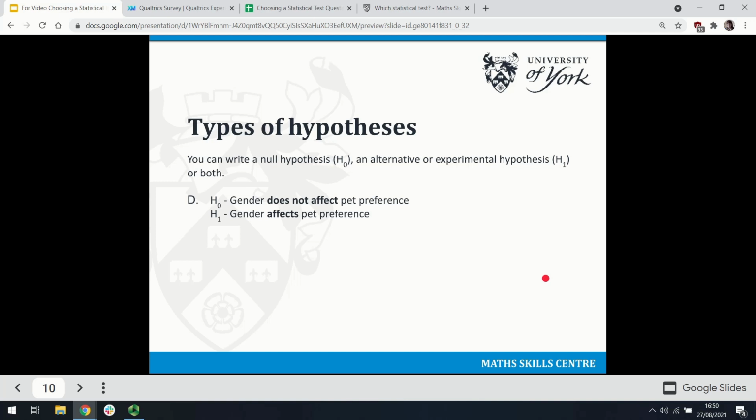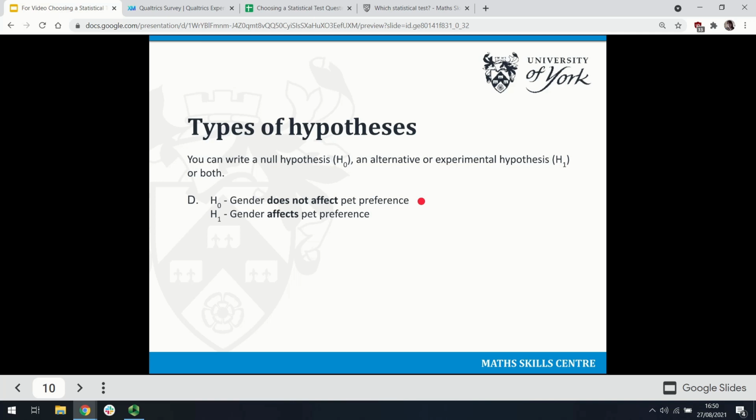You get different types of hypotheses. Some people might choose to write just a null hypothesis, denoted by a capital H with a subscript 0. That might be something like "gender does not affect pet preference." So it's phrased in a way that says there's nothing going on: there's no effect, there's no correlation. That's the way a null hypothesis is written.